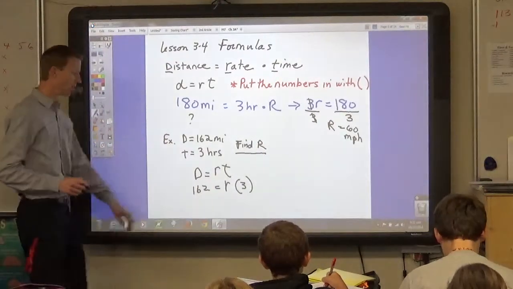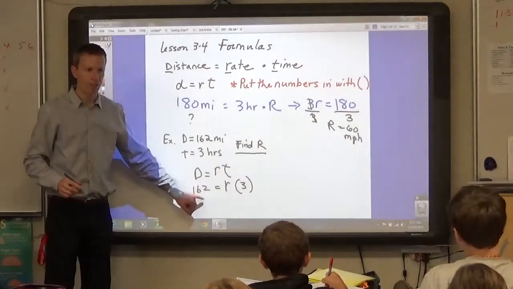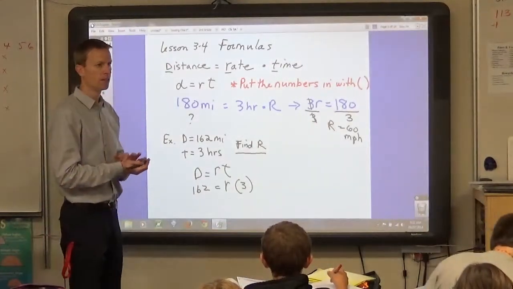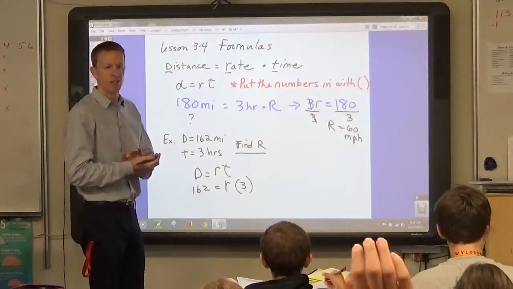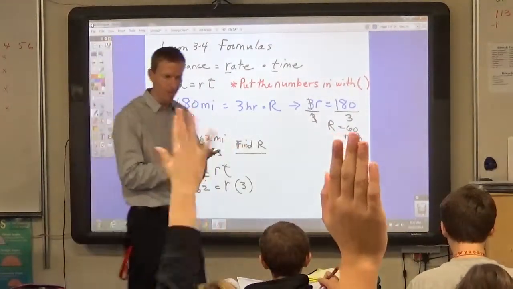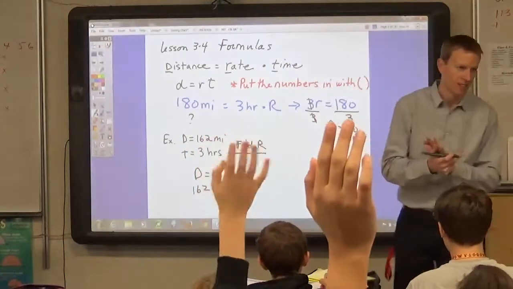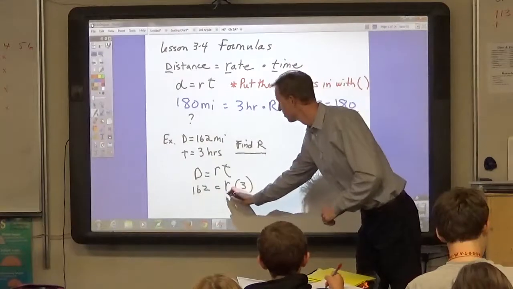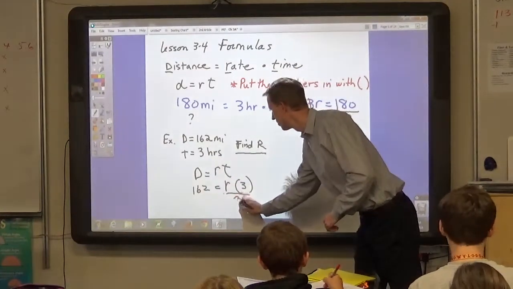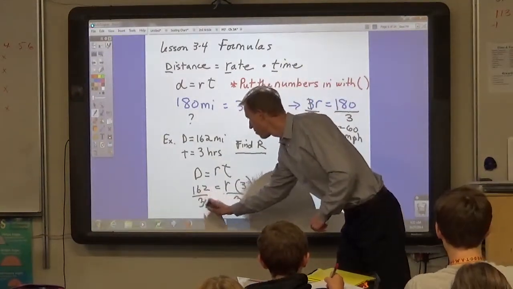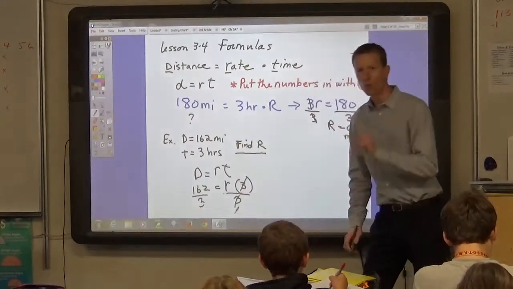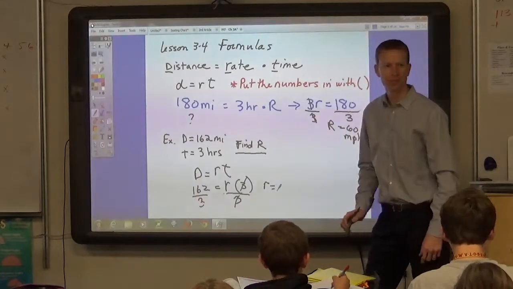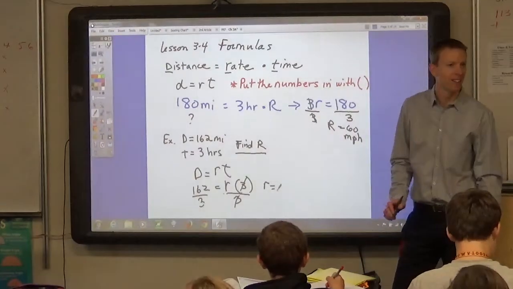Now, solve this and prove that r equals whatever number. How do we solve that then? Come on, people. Raise your hands. Show me that you know. Kira? We divide each side by 3. Good. Divide each side by 3. 3 over 3 is 1. So 1r equals what? 54.